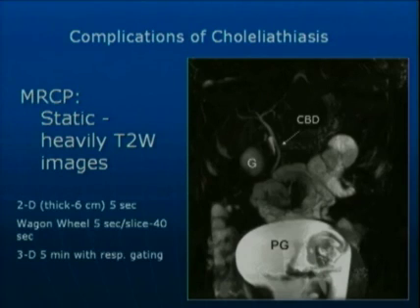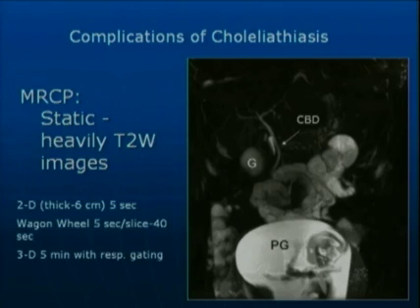MRI may be helpful, probably not so much for acute cholecystitis, but for complications of cholelithiasis, such as biliary ductal obstruction. This is a normal example here. This is a 2D MRCP using a fairly thick slice, about 6 centimeters, and it only takes us 5 seconds. We can do wagon wheel that takes a bunch of slices. That'll take us less than a minute, or we can do 3D that'll take us a little longer.